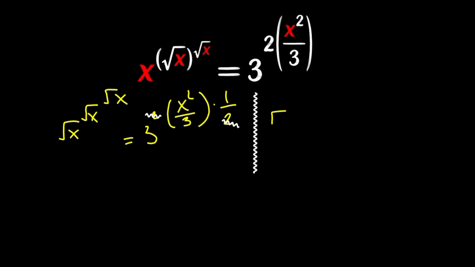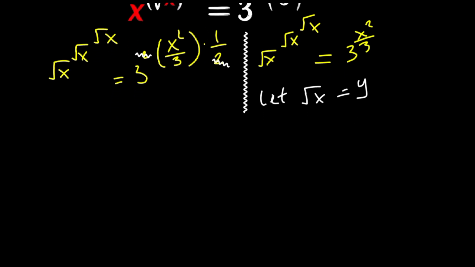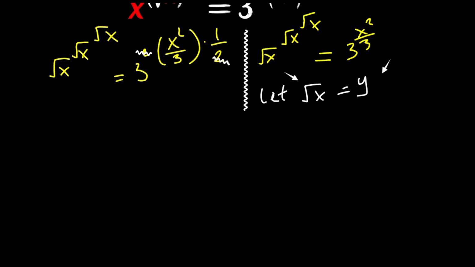Therefore, we'll be left with root x to the power of root x to the power of root x, and that will equal 3 to the power of x squared over 3. So here we can make use of a brilliant substitution. We can just say let root x equal y, and then when we look at this equation we have derived, when we raise the power of both sides by 4, we're going to have x squared equal to y to the power of 4.